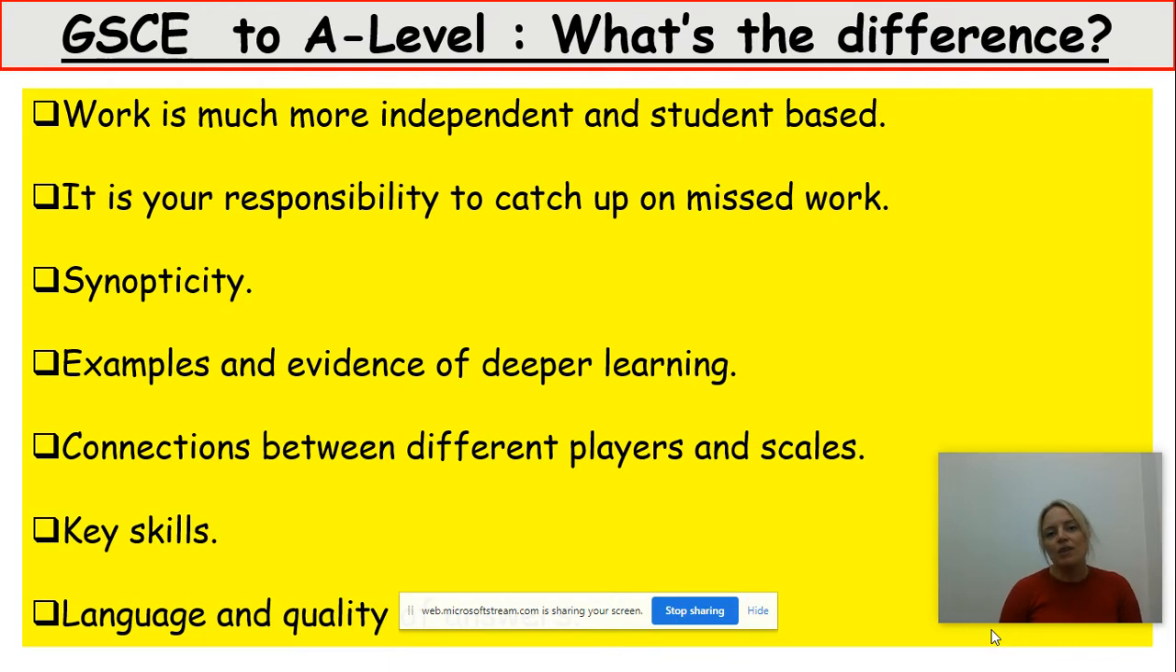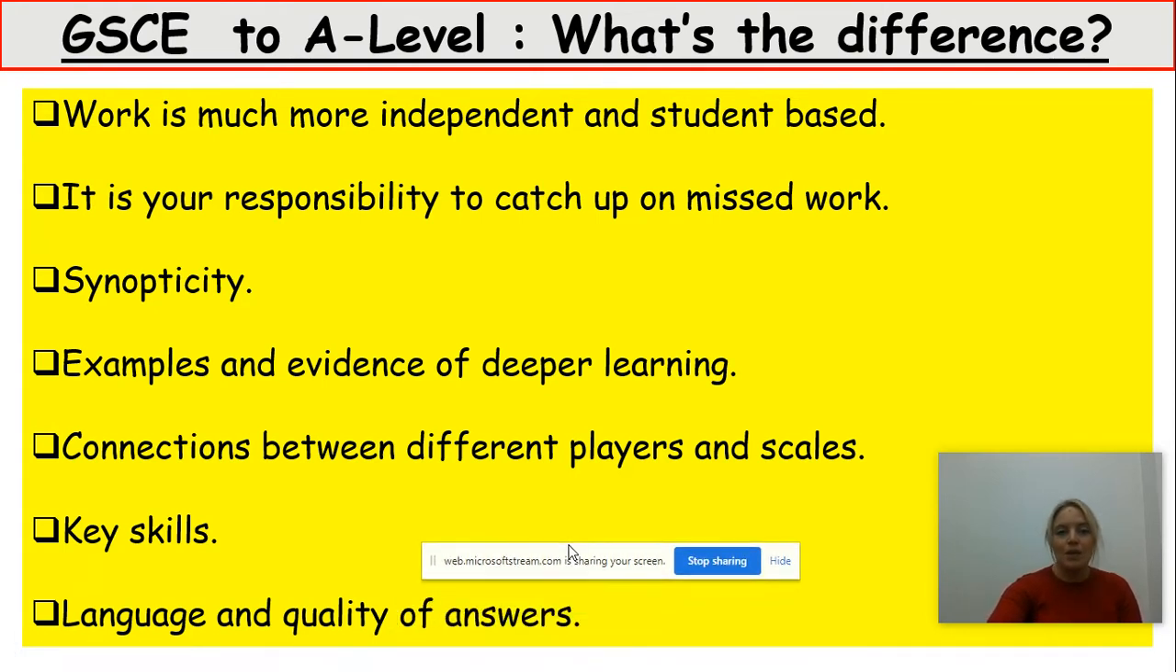To begin with, we want to think about what the difference is between GCSE and A-level. So I want you to just stop the video now and have a read through the key differences. So we can see here about independence. This key word that keeps cropping up, synopticity, that means that you need to be able to tell me about the impacts across different people, different timescales, different places.